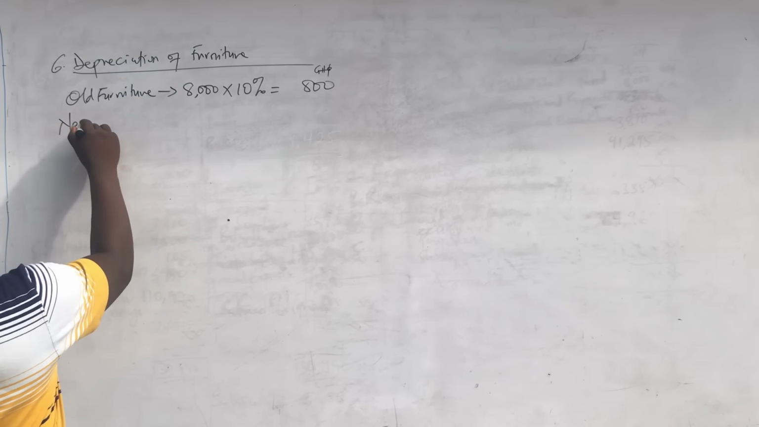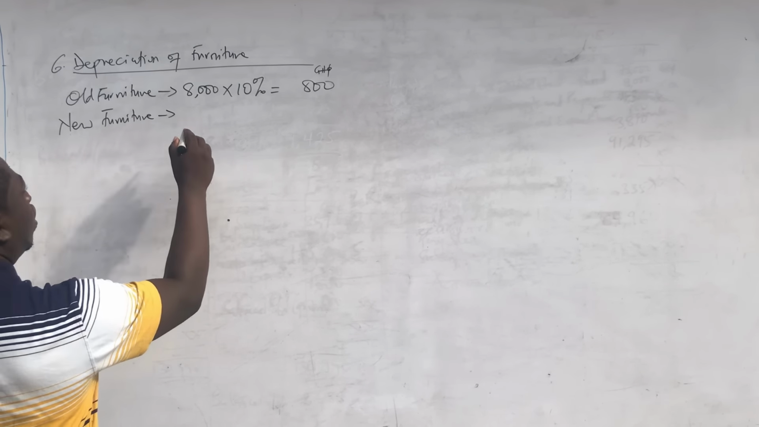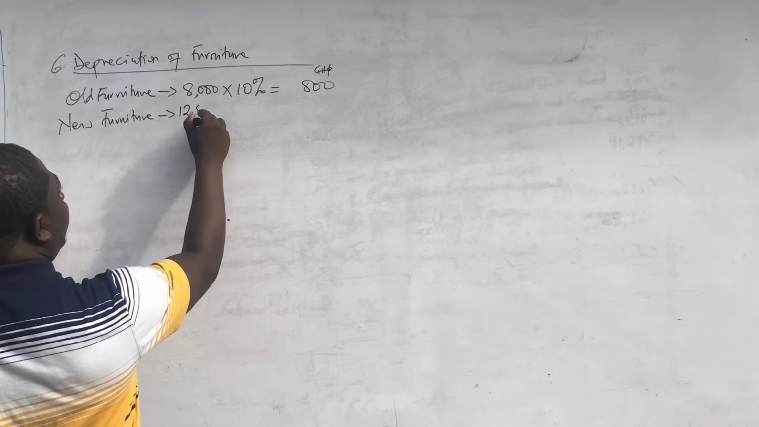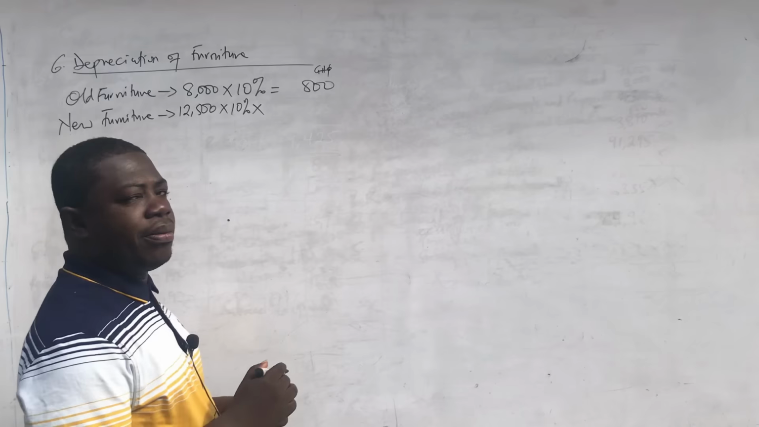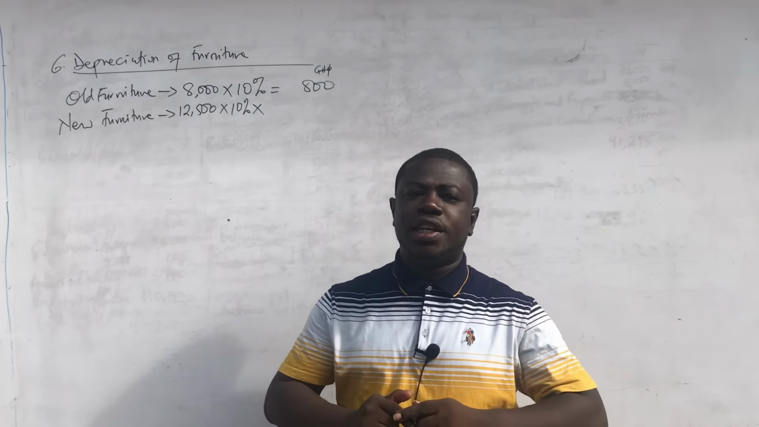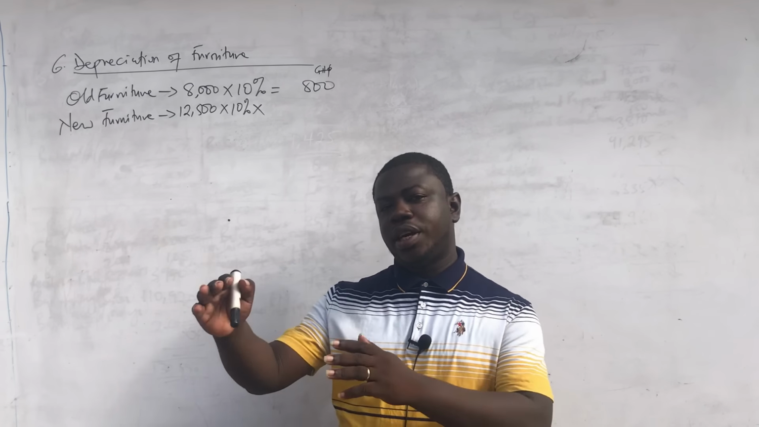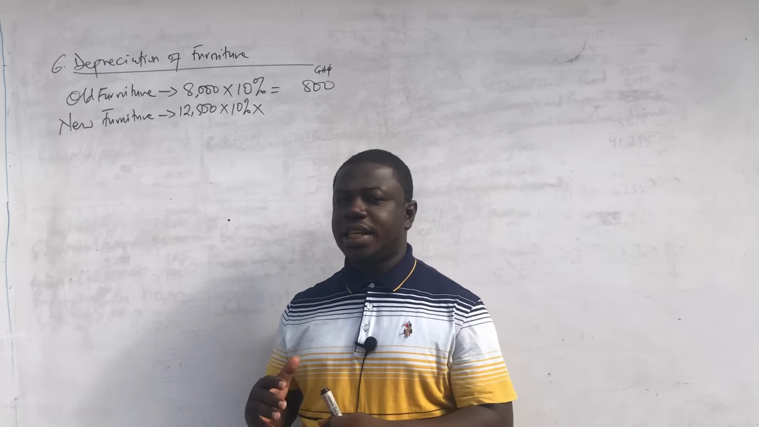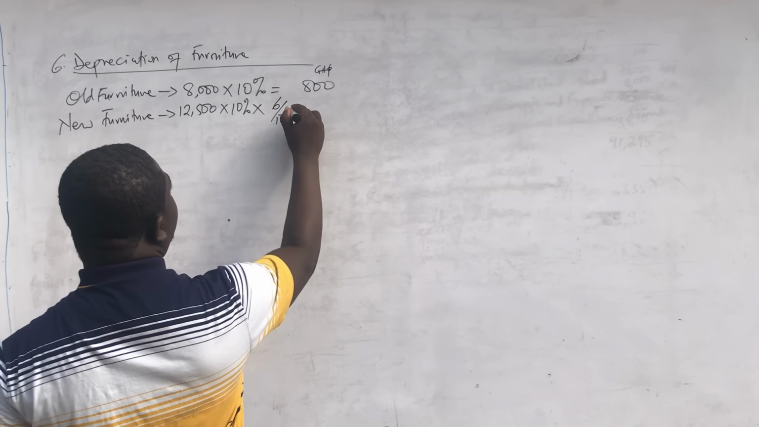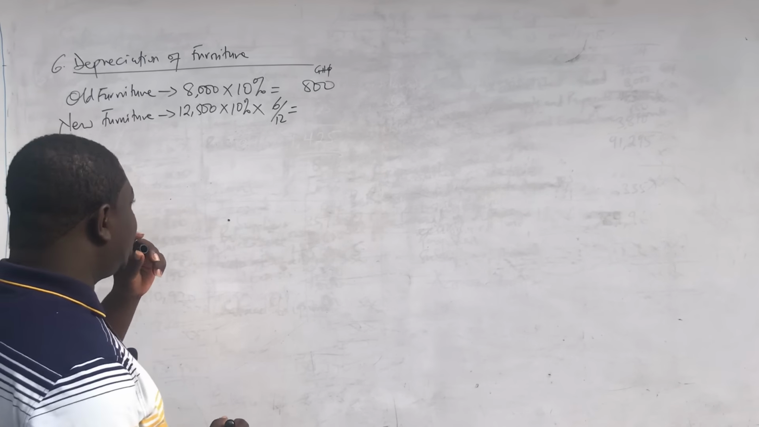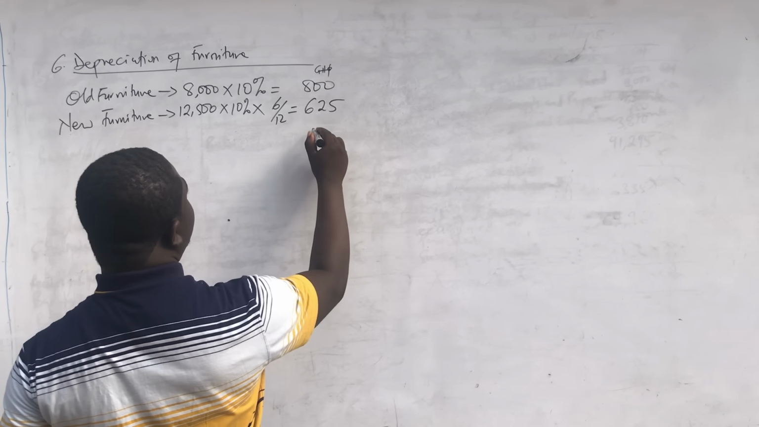And then for the new furniture, it was at a cost of 12,500. We applied the rate of 10%. But remember that it was bought on the 30th of June. And that means that it was used from 1st July to the end of the year. That will make it 6 months use. And so we have to apply the ratio, 6/12. And that is going to give us a total depreciation of 625 for the new furniture.